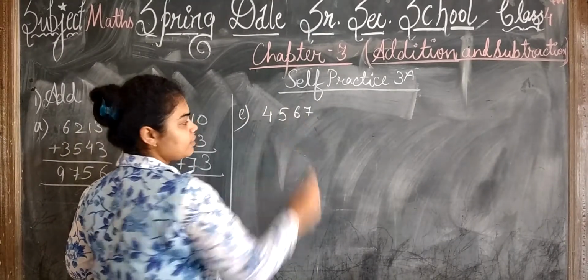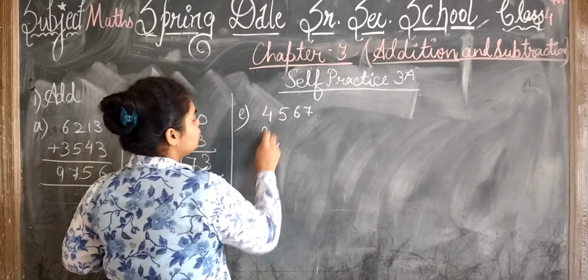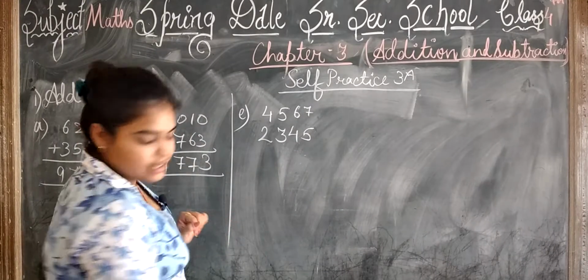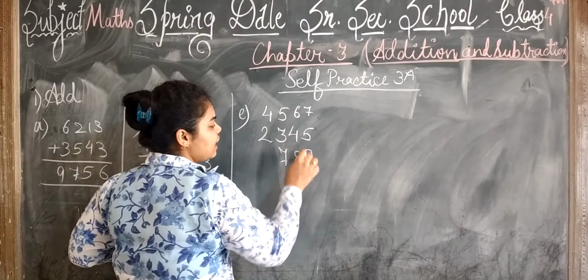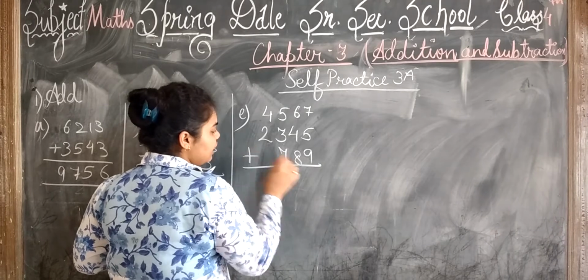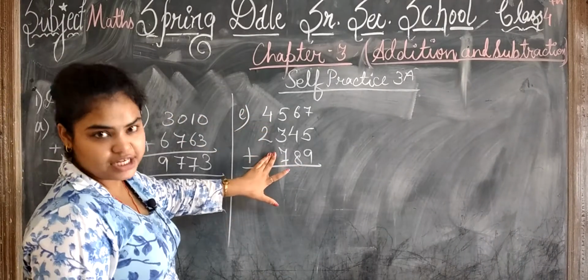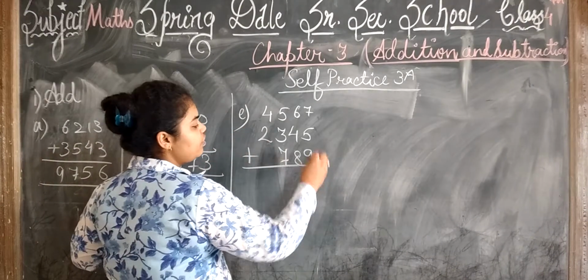Next we are going to do the E part, that is 4567. Okay, next we have 2345. Next we have 789. Now you have to add all these 3 numbers, 4 digit, 4 digit and 3 digit number. Now how will you add?